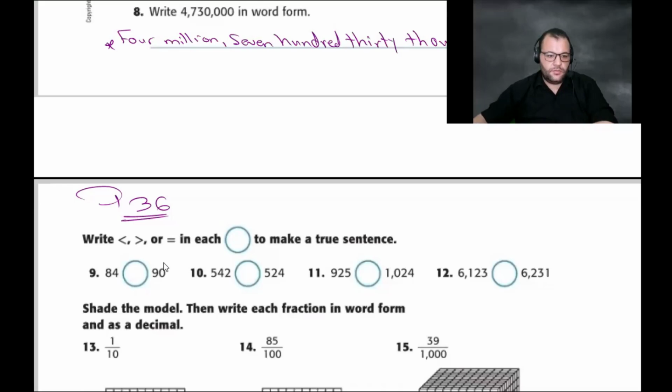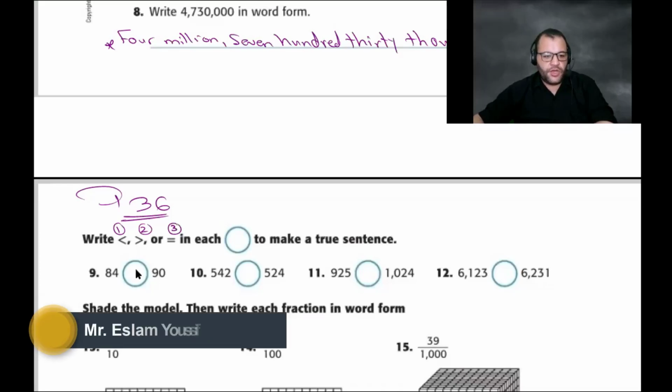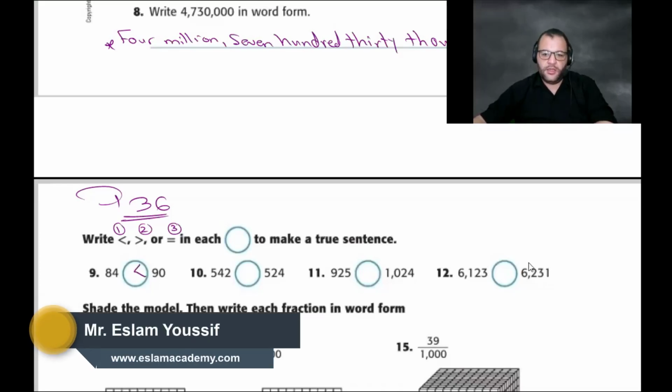90 what? Is it smaller than, bigger than, or equal? Less than, or greater than, or equal? Which sign do I have to choose? Sign number 1. Okay, thanks, Malik.